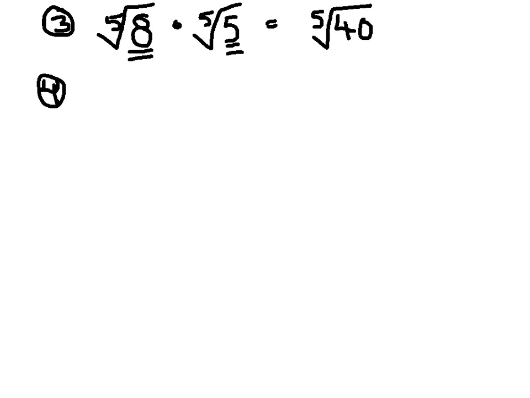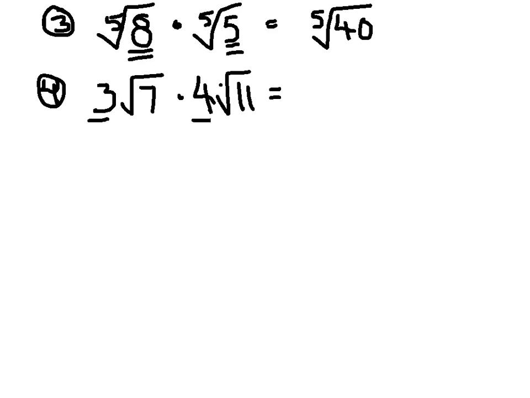Our fourth example asks us to do 3 times radical 7 times 4 radical 11. We do have the same index again. Both of the indexes are an invisible 2. In this situation, we're going to multiply the coefficient by coefficient. 3 times 4 gives me a new coefficient of 12. And as far as the radical goes, radical 7 times radical 11 is radical 77. And there's my final answer.